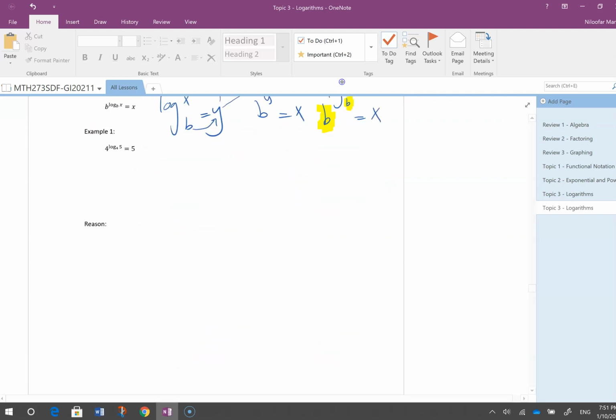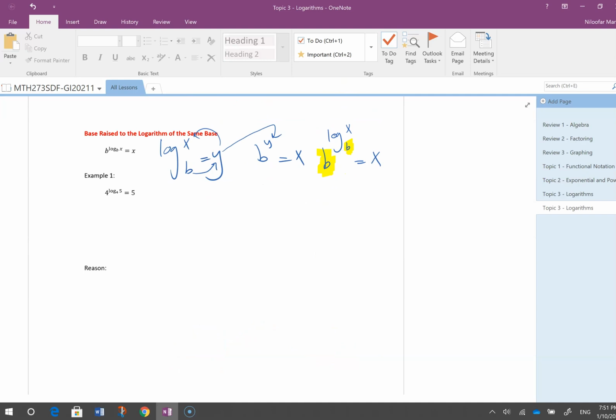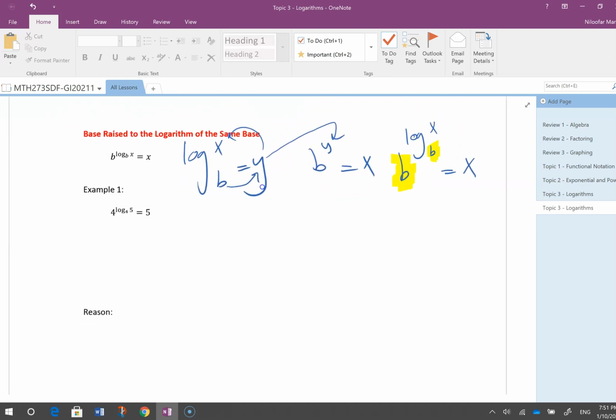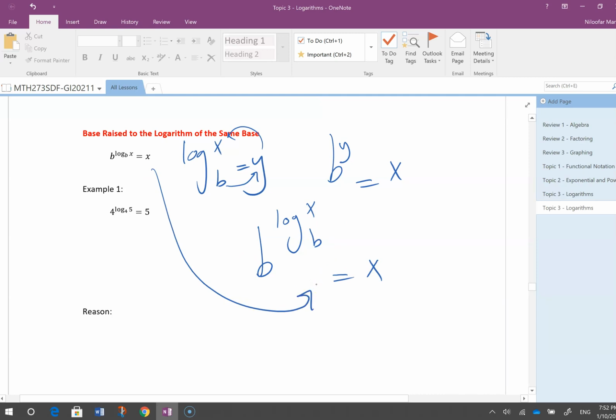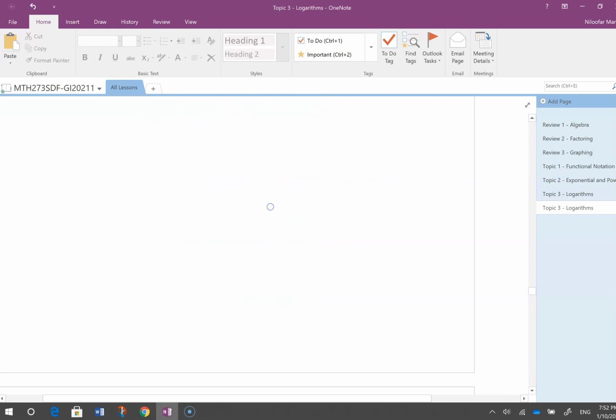How about the next one? The next one is b power logarithm x base b. What is the answer? B and b are the same. Let's say I don't know what that is. So I just define logarithm x base b as y. Then I know b power y is x. What is y? Y is logarithm x base b, so b power logarithm x base b is x. Perfect. So I really need to know the definition of logarithm, and I can find these rules.